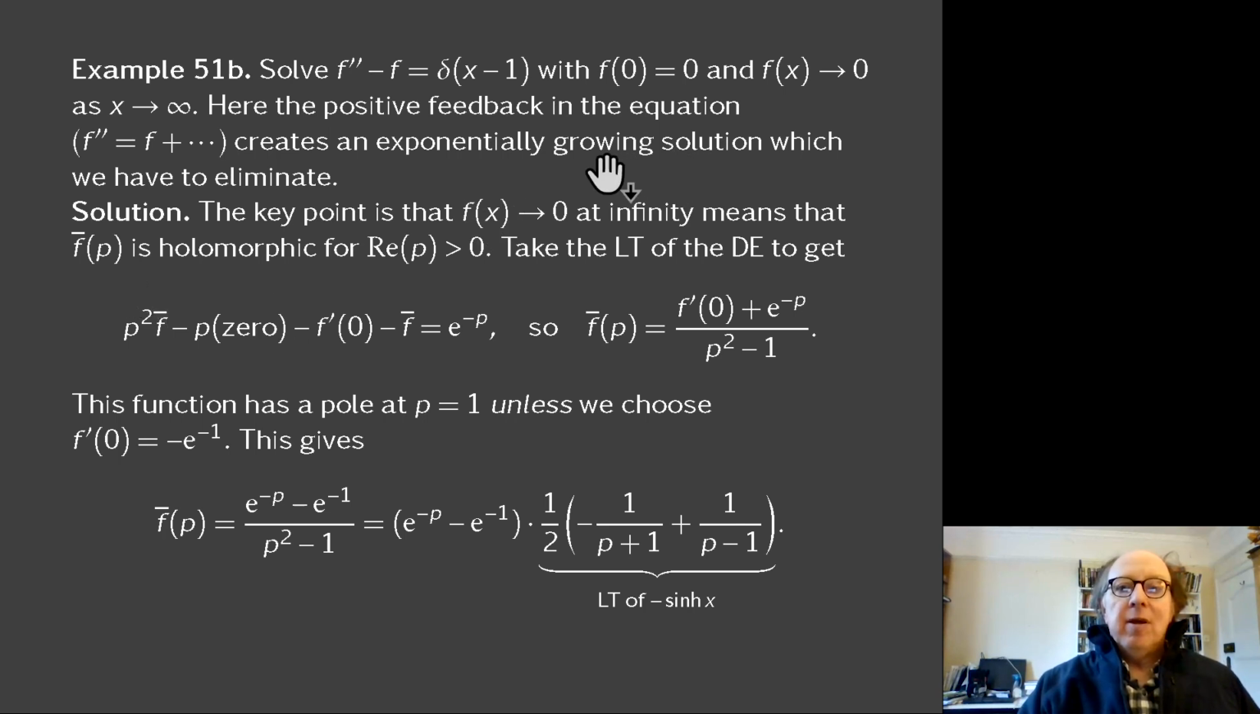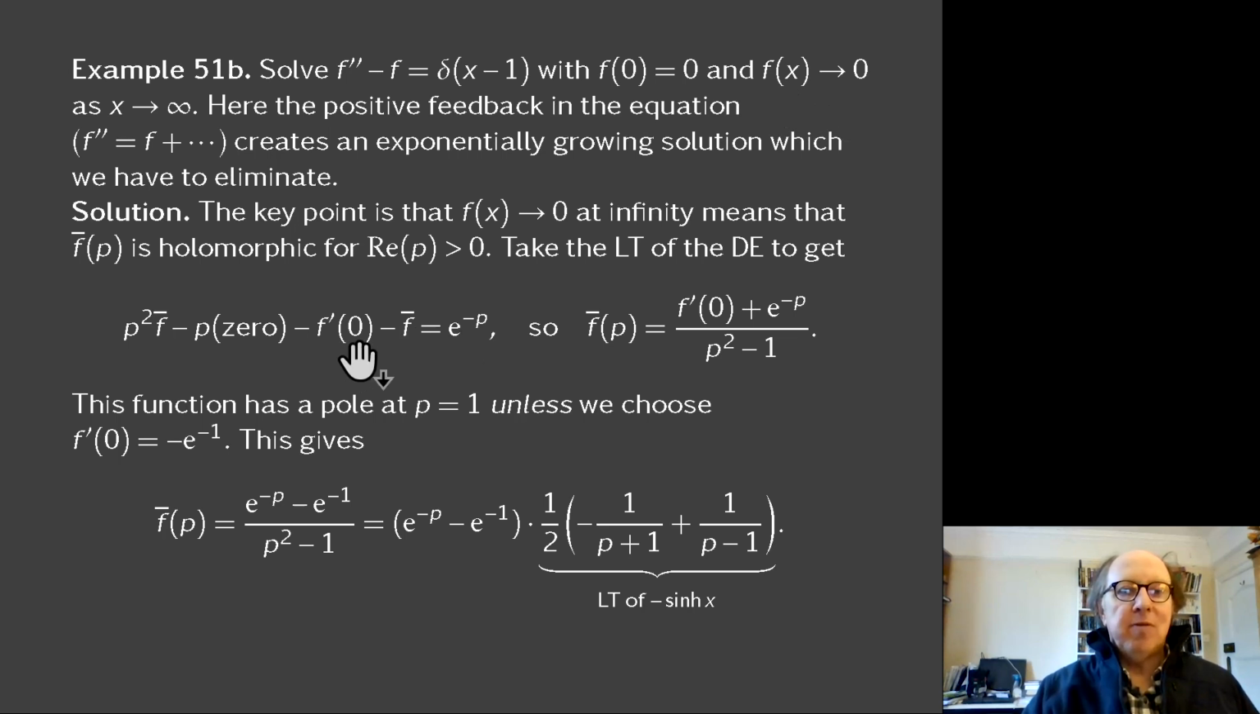So that means f bar of p is holomorphic for the real part of p greater than 0, because the transform exists for all positive real p, because f of x goes to 0 at infinity. So if we take the Laplace transform of the differential equation, we'll say p squared f bar minus p times f of 0, well that's 0, but we don't know what f primed of 0 is. So what this problem really asks us to do is to find the value of f primed of 0 that makes f go to 0 as x goes to infinity.